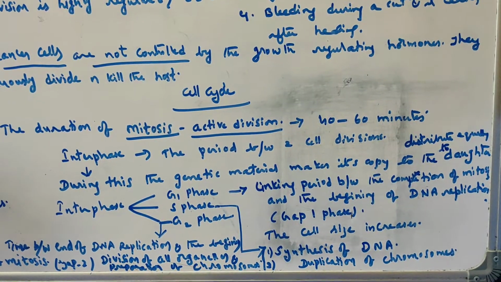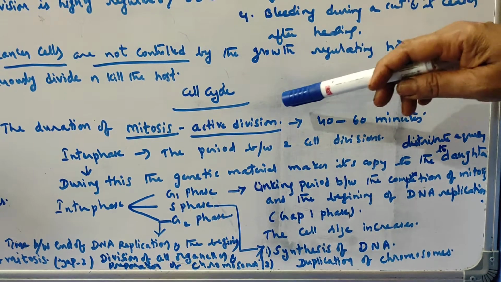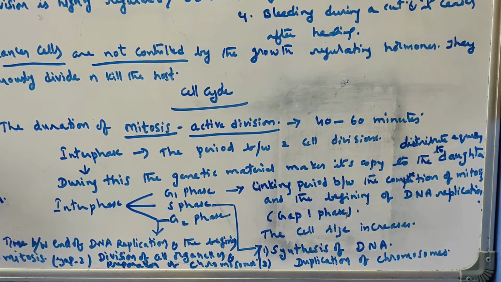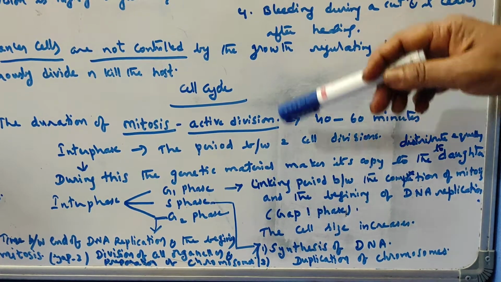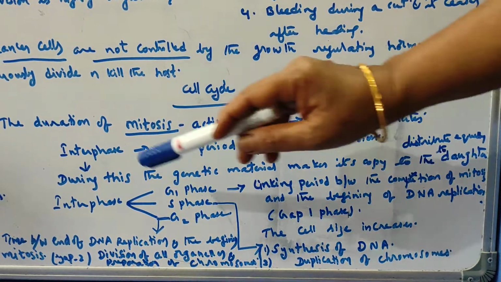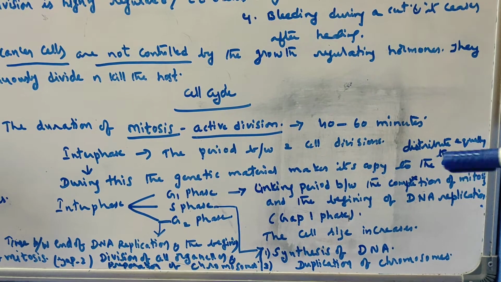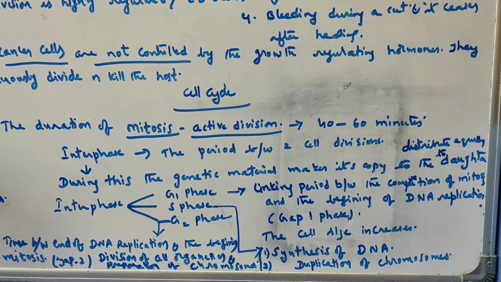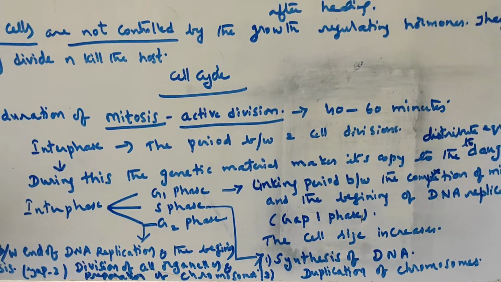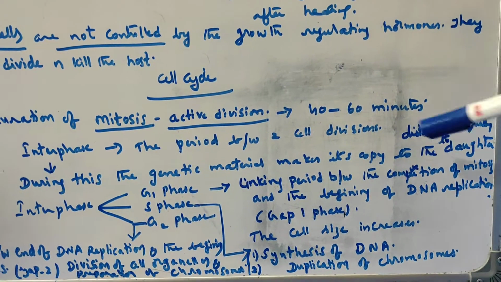What is the cell cycle? How will it be repeated? It is nothing but the cell division being repeated. How this is repeated in detail, let us learn now. The duration of mitosis. Actually, mitosis is an active division, and it takes 40 to 60 minutes. Okay, one mitosis period is 40 to 60 minutes. That is nothing but 1 hour.